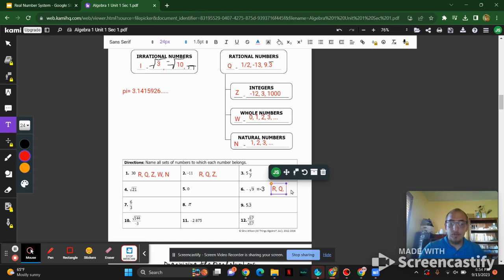Is it an integer? No fraction or decimal, so it's an integer. Z. And then is it a whole number? Whole numbers can't be negative. And since negative 3 is negative, we stop there. So that's a few examples of this.